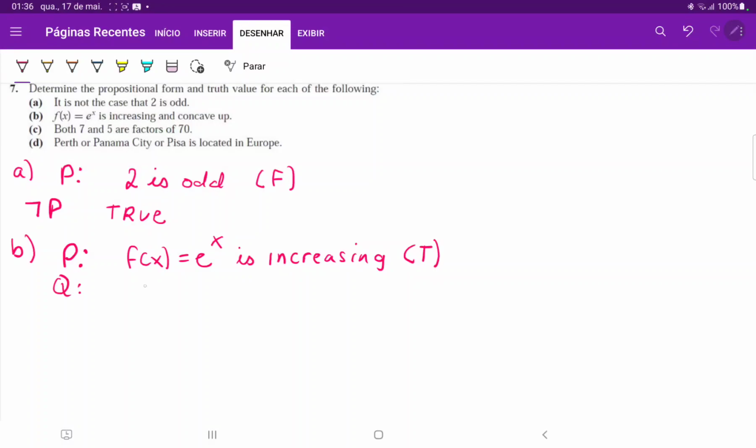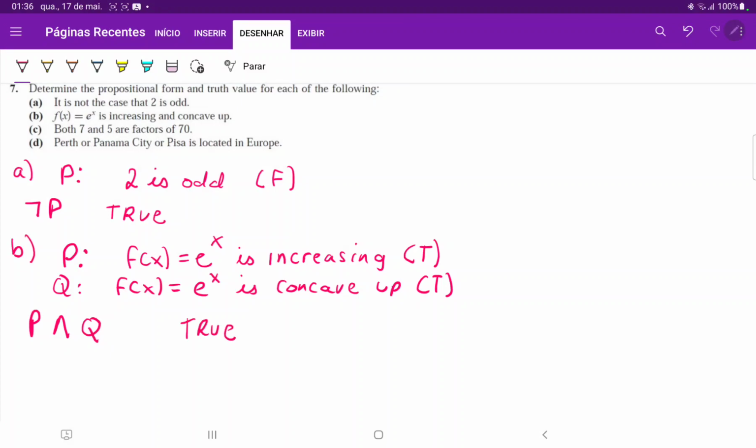And Q, f of x equals e of x, is concave up. This is also true. So our propositional form is P and Q. Now, P and Q, we have true and true, so the result is true. This is the truth value for the propositional form.